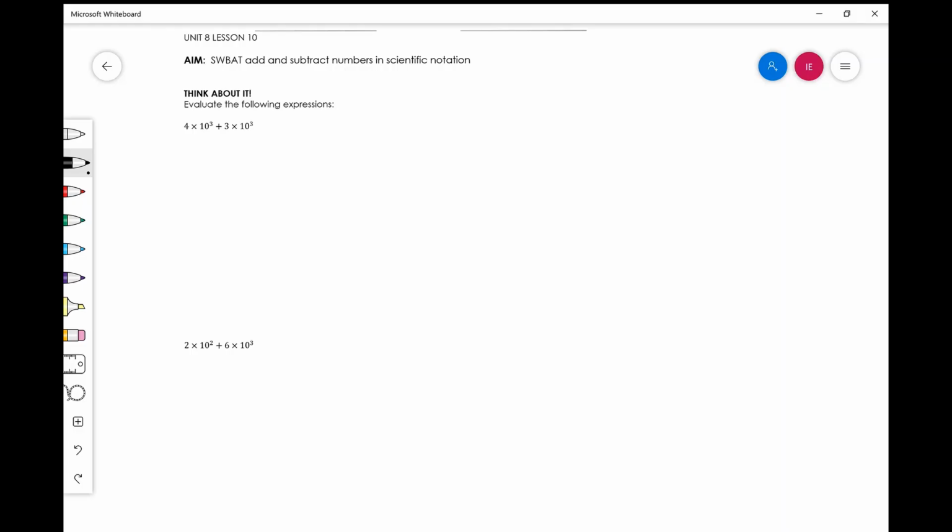So today we're looking at Unit 8, Lesson 10, with our aim being able to add and subtract numbers in scientific notation. Our Think About It asks us to evaluate the following expressions below. So let's look at number 1.